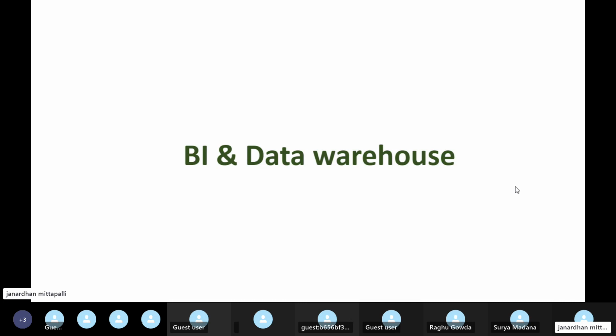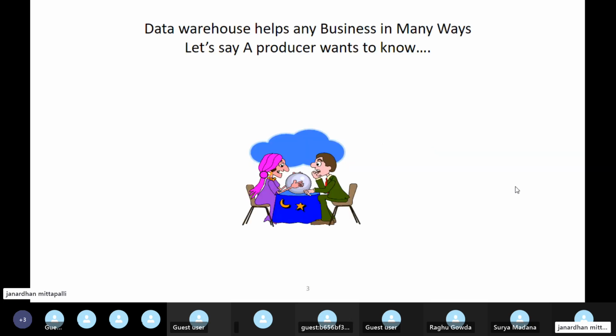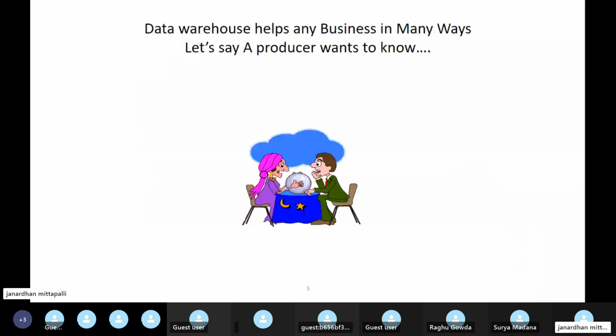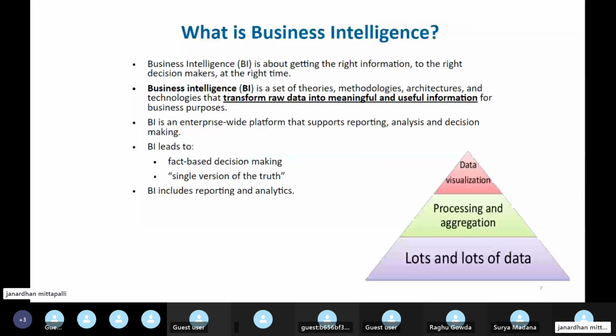See, again, we'll look one more time at business intelligence. So what is BI or business intelligence? Business intelligence is getting the right information to the right decision makers at the right time. With this, you can easily understand, it is a simple English sentence.